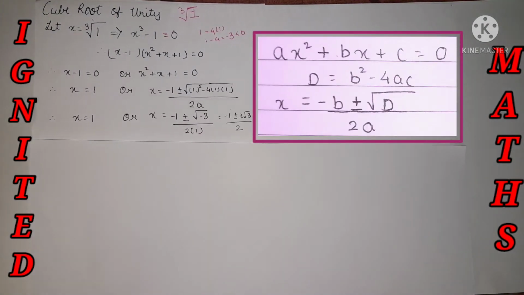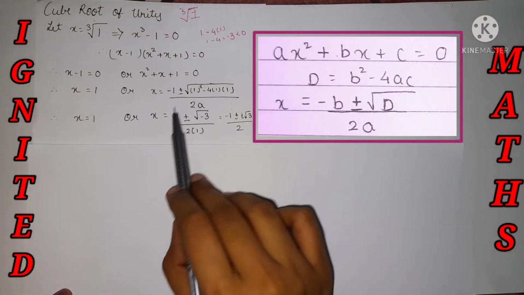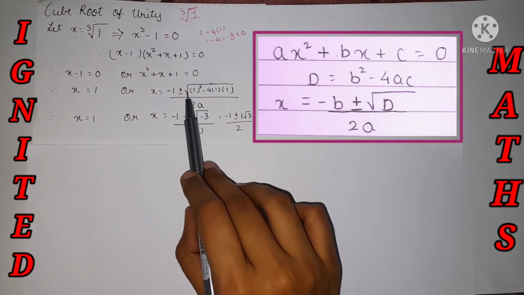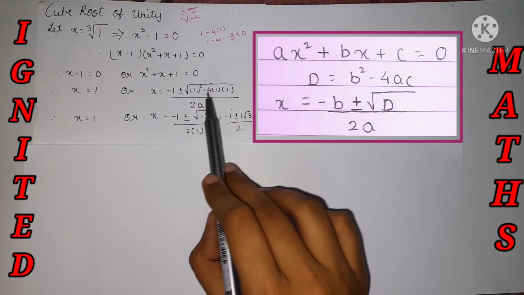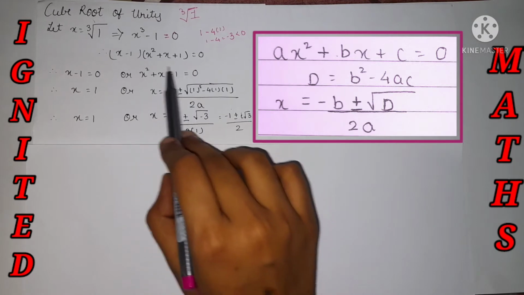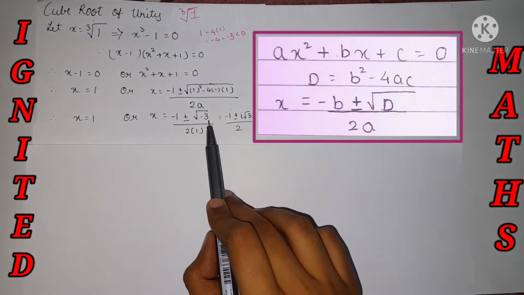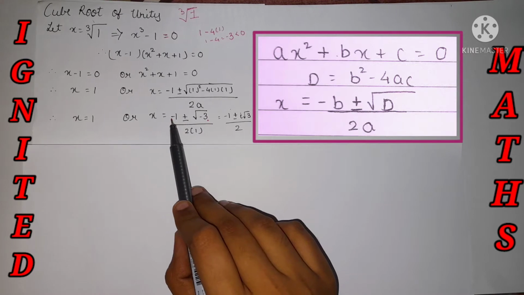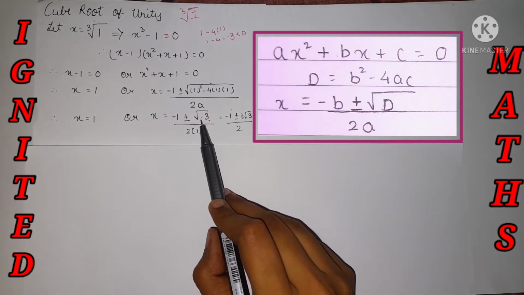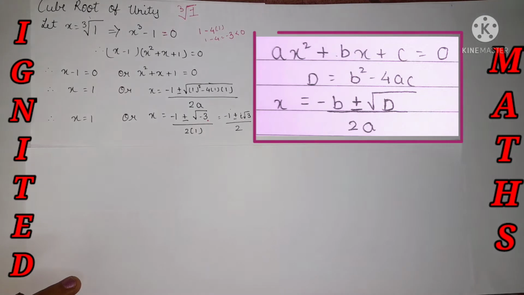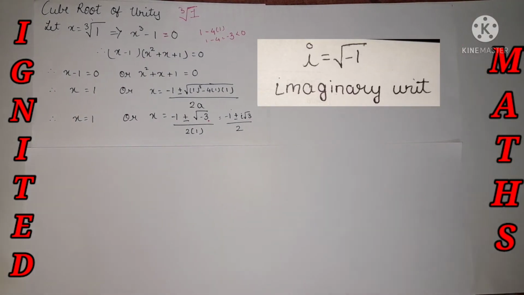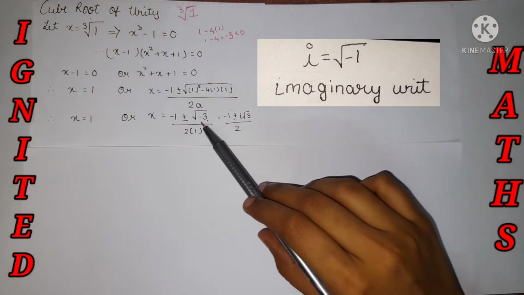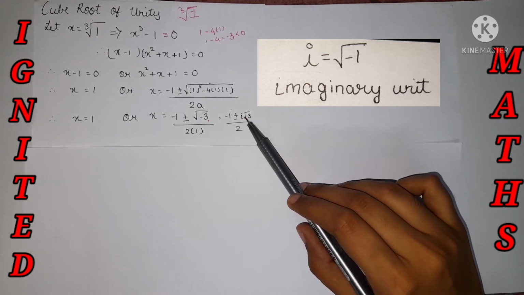So how will it become? This is the same method: minus b plus or minus the square root of b square minus 4ac, divided by 2a, the formula. I have applied it over here, putting in all the a, b, c values, and I got the answer as minus 1 plus or minus root of minus 3, divided by 2. Now by the imaginary unit concept, we know that i is equal to root of minus 1. So what can I do over here? Minus 1 plus or minus i root 3.